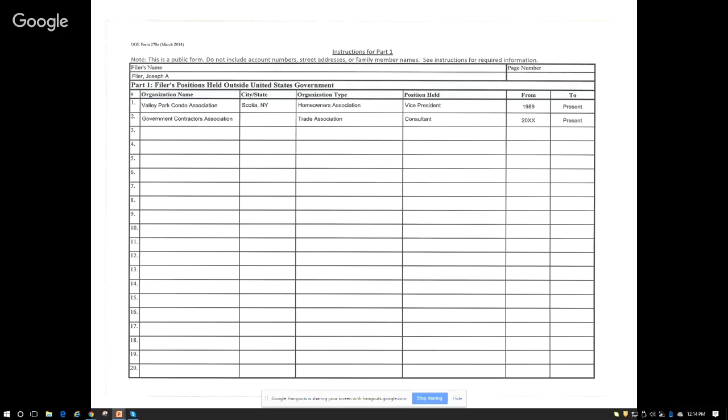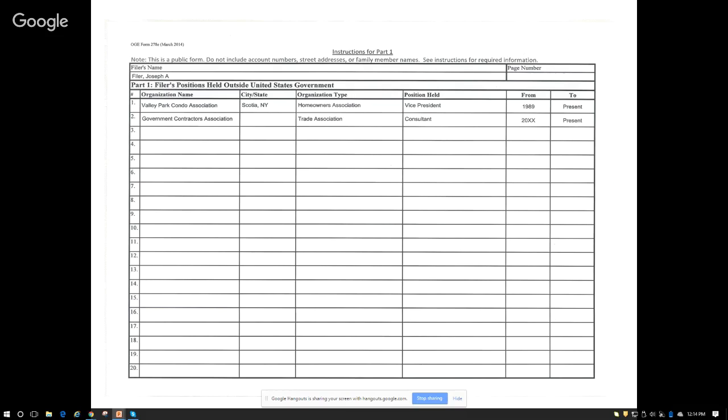Next, it does not appear that the position would present a potential conflict of interest with our filer's duties. However, if the filer is reporting this for the first time, or if we suspect that there could be a new potential conflict of interest, we would have to obtain further information from our filer.